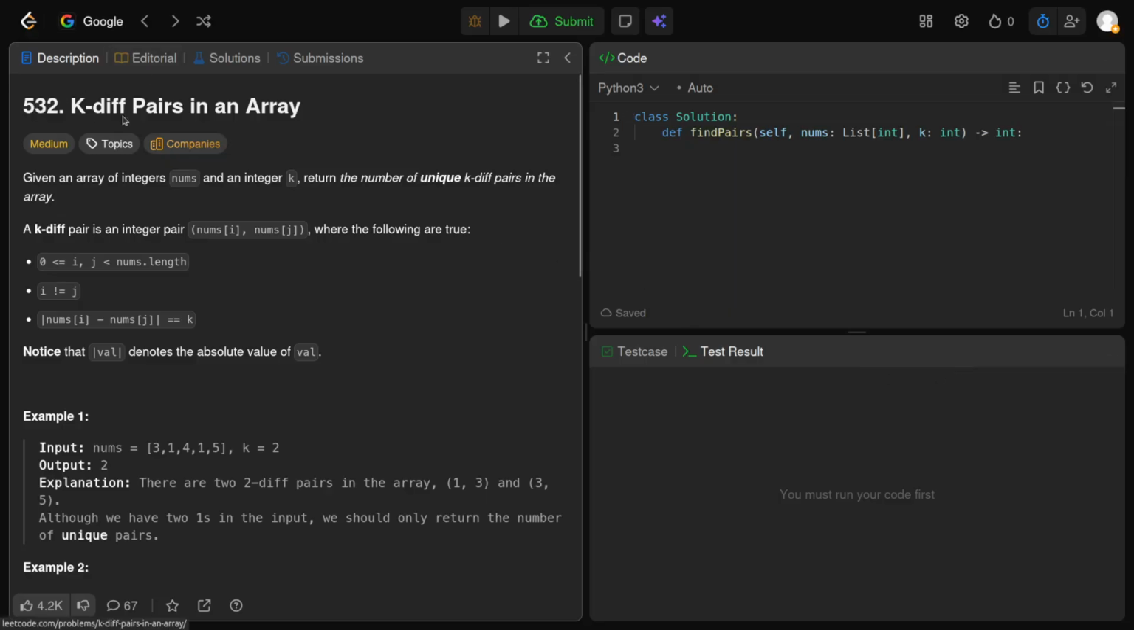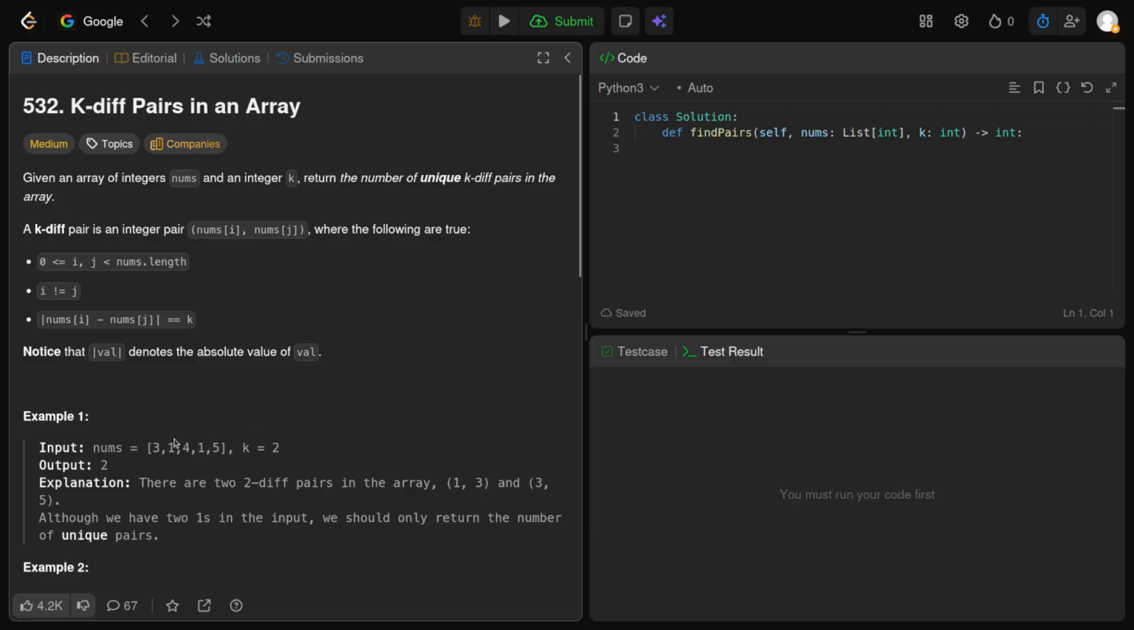Today we are doing 532, K-diff Pairs in an Array. Essentially we find pairs with absolute difference equal to K, and they need to be unique, so we cannot count duplicates. For example, here we have K equals 2, we cannot count 3 1 and 3 1 again, but we can count 3 1 and 1 3 because these are the pairs.